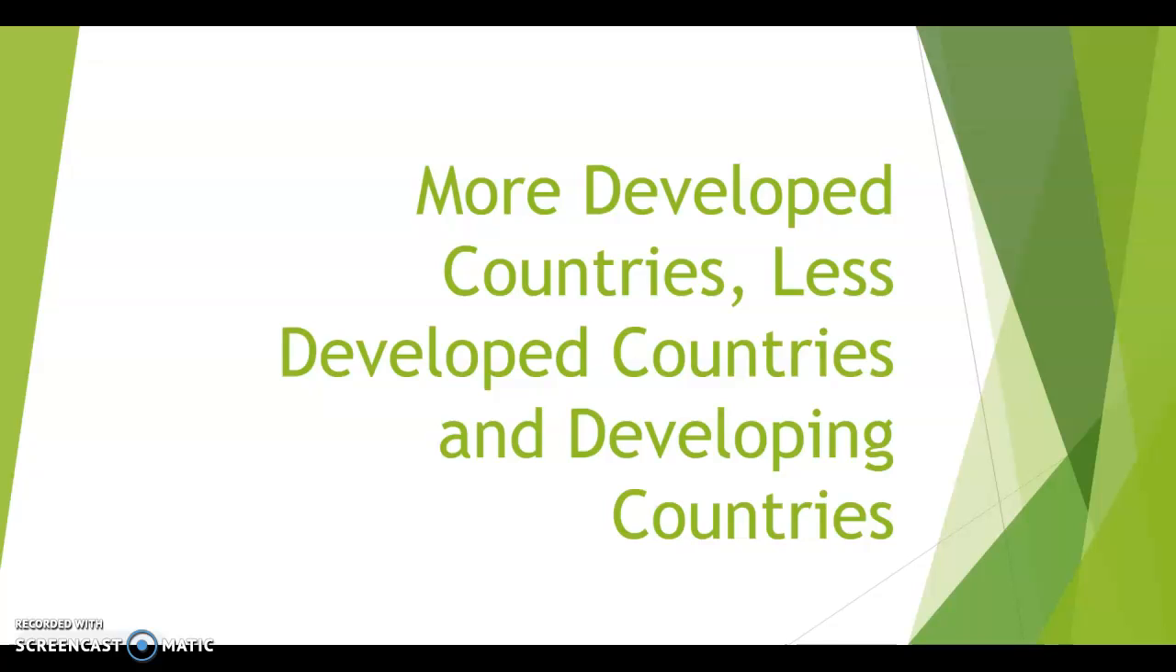All right, in this video, we're going to talk about some different categories that we are going to discuss as we are discussing the different development levels of countries. There are terms that we use in place of, sometimes you'll hear the term first world countries or third world countries. This is generally the way that we are going to refer to countries, and that is as more developed countries, less developed countries, and developing countries. So we're going to talk about some characteristics of each of these.